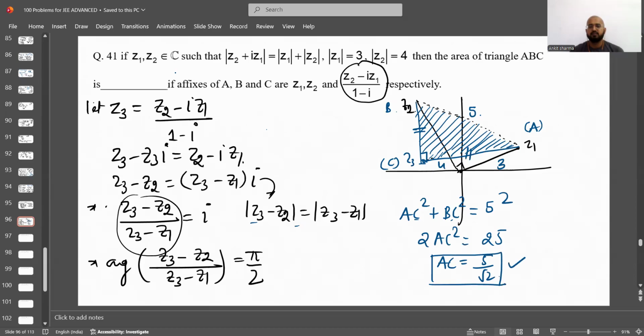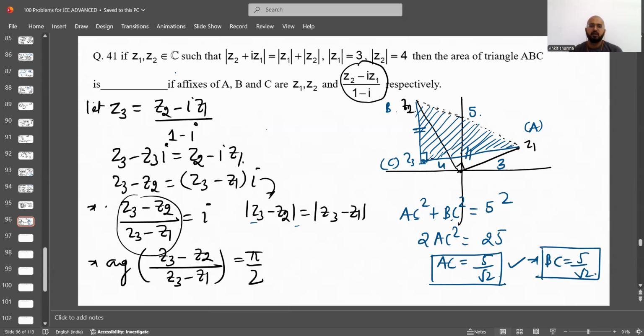So this is AC now. We have AC here, that's AC is 5 over root 2. If AC is 5 over root 2, then BC is also 5 over root 2. So AC and BC both are equal.